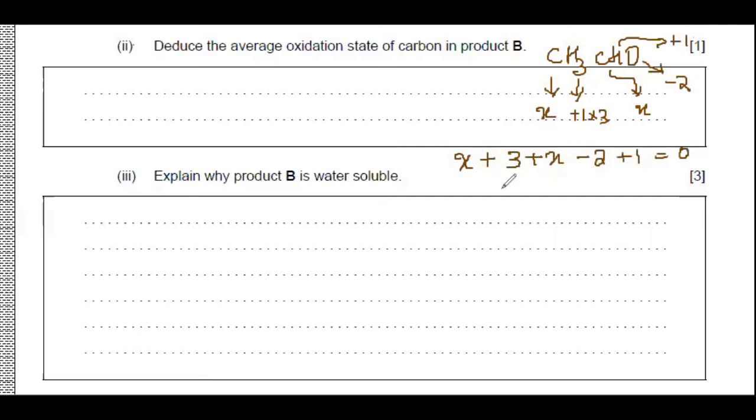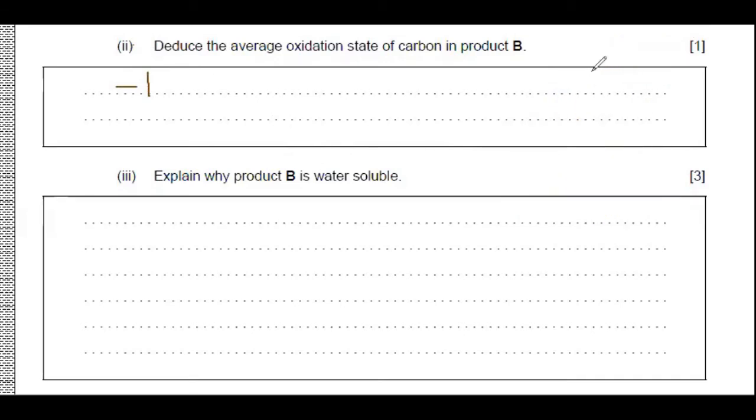Or I can get 2X plus 3 plus 1 is 4, and -2 will be 2, is equal to 0. I can get X will be equal to, taking this to the other side, -2, divided by 2. So it would be -1. So the oxidation state of carbon is -1. I'll just show you another method also.